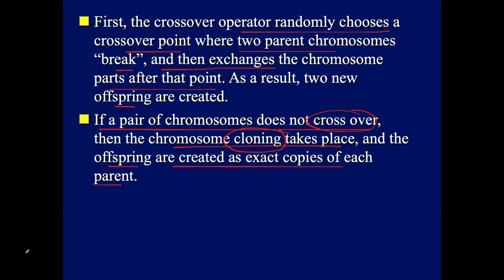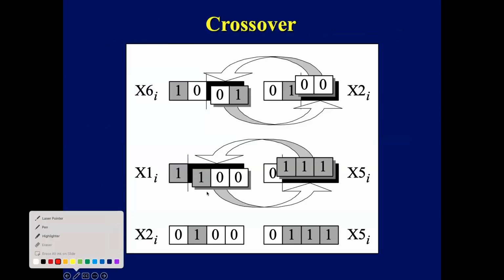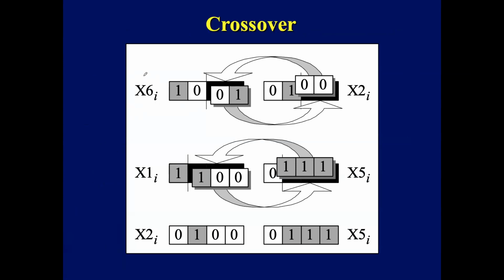So now let's illustrate this crossover operator in a diagrammatic form. Here we have our parents, which have been selected from the roulette wheel. In this case, X6 here is a parent, X2 here is also a parent. Now, X6 came as like that.